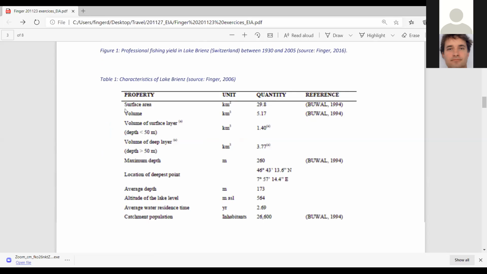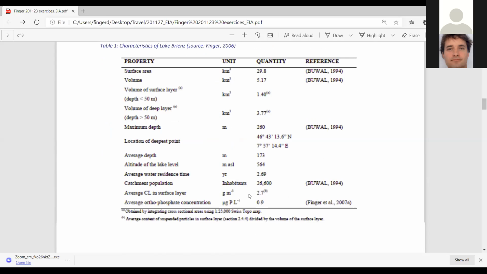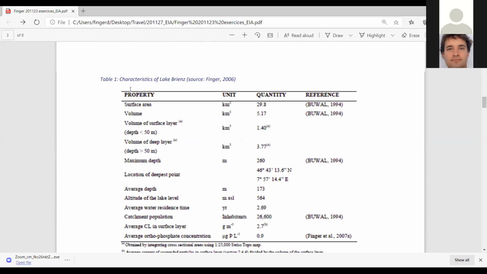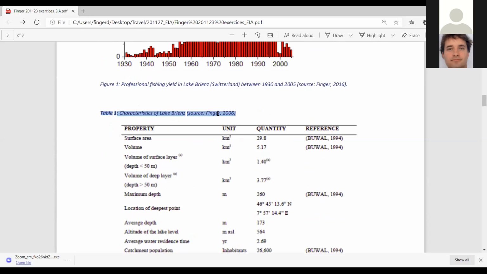Here, this table was taken from another reference, from a PhD thesis, and then the title was cropped out of the table, but a new title was provided so that it fits to the text. So, short answer: you can use figures and tables from other sources, but you need to indicate where you got it from, and you need to provide a caption that fits to your report.